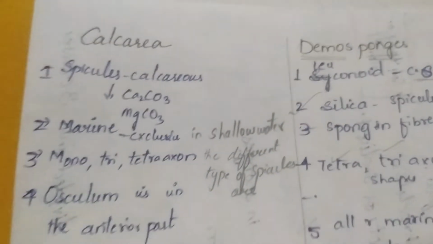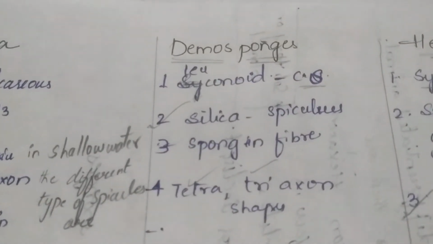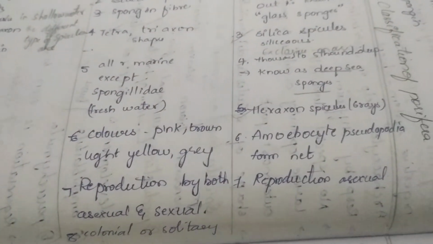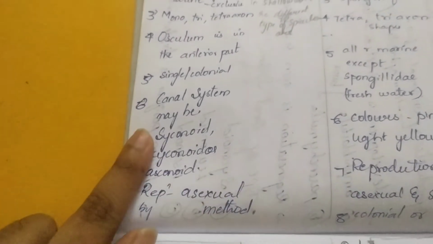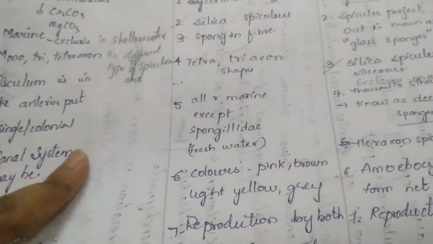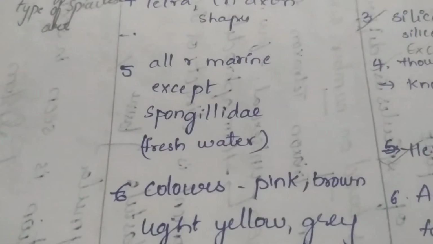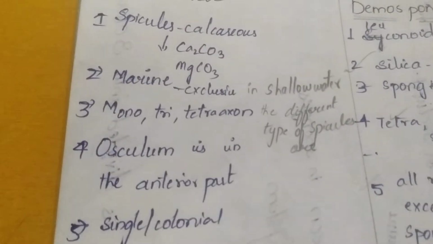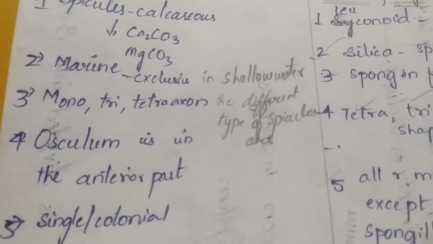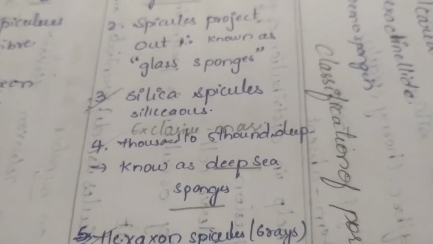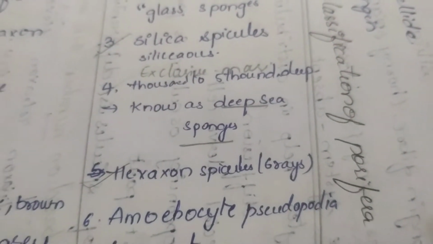Getting it? Next, all are marine, but the middle one, Demospongiae, has the exception of Spongilidae in freshwater. Then everyone can be single or colonial. Reproduction here is asexual, and here in Hexactinellida asexual, and here it can be both sexual and asexual. Now they are describing the colors here. One more thing is monoaxon, triaxon, tetraxon. Then in continuation, triaxon and tetraxon. And here there is no tri, no tetra, no mono, directly hexaxon, 6 rays.